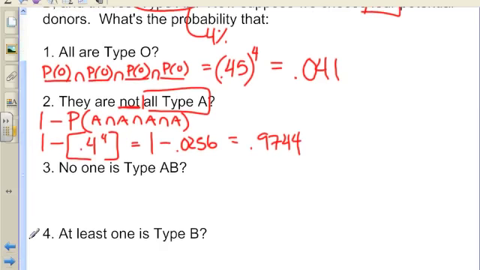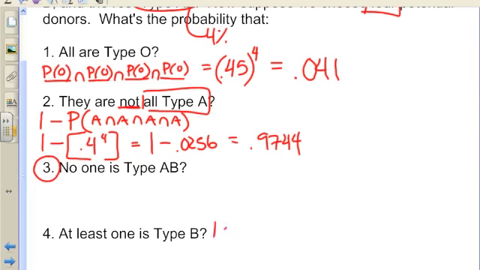All right. I'm going to ask you to try number 3, where we have no one is type AB. Think about what that would mean. And then number 4, at least one person is type B. I want to help you get started on this, but you might want to go back to that example we did. At least one is type B.